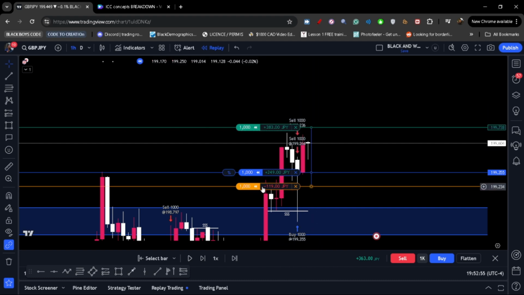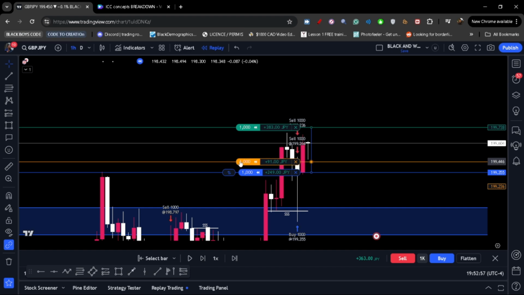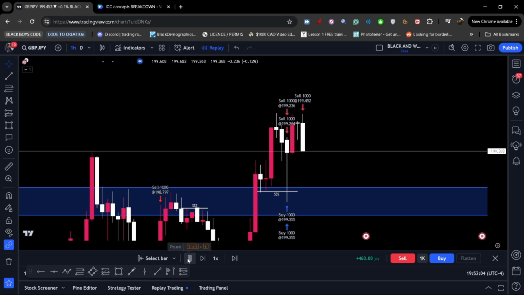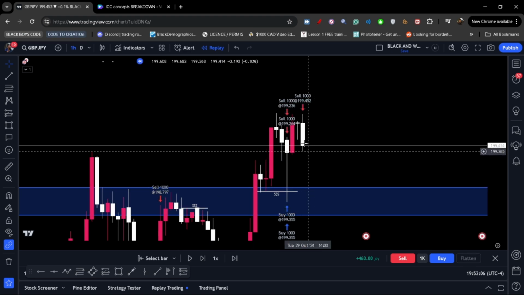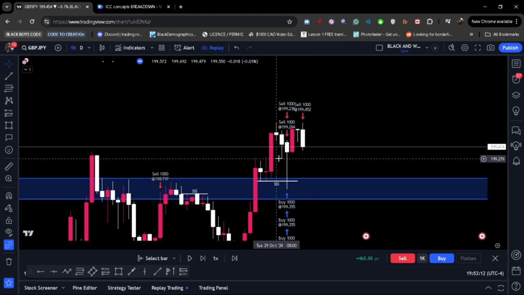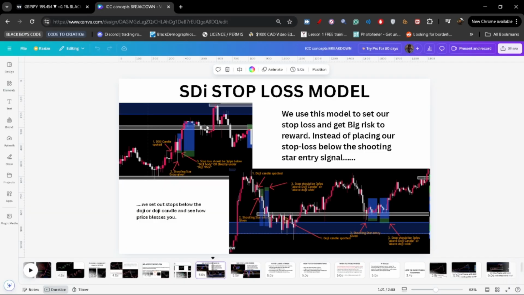But guys, I unfortunately put my stop loss to like 1-to-1, and then price now sold essentially right there. So this is basically how I actually came out of the trade. So I actually pulled out for a 1-to-1 risk to reward, right? But essentially, guys, this is how you would be able to take trades like this using what we call the SDI stop loss model, right?